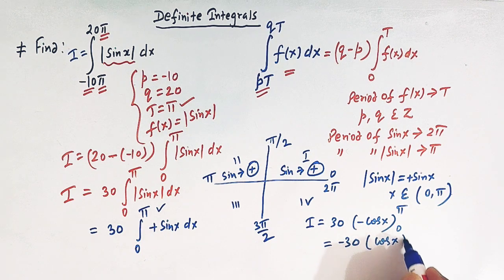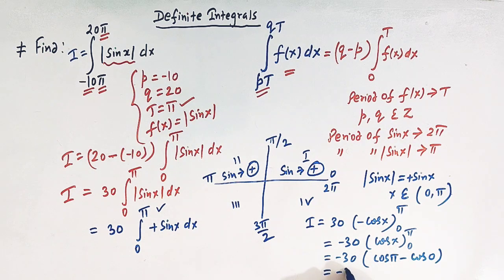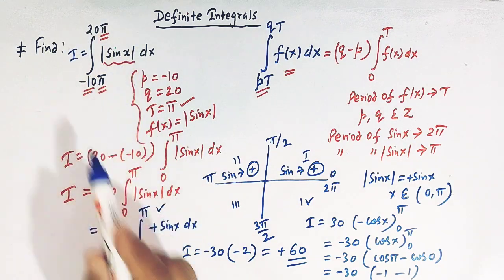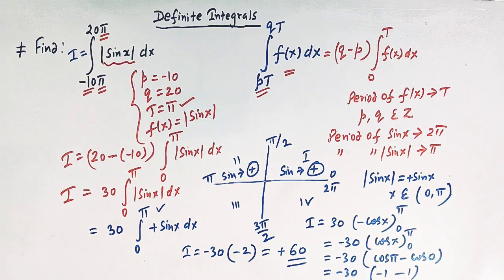Here we have cos x from 0 to pi. Now we can substitute the limits and take the difference. So we have cos of pi minus cos of 0, and this is minus 30, and cos pi is minus 1, cos 0 is 1. So I is minus 30 times minus 2, so this is plus 60. So the value of this integral is equal to 60.